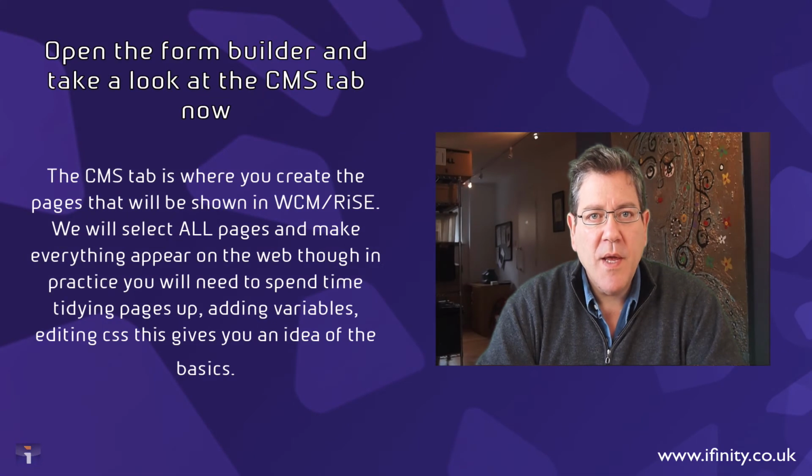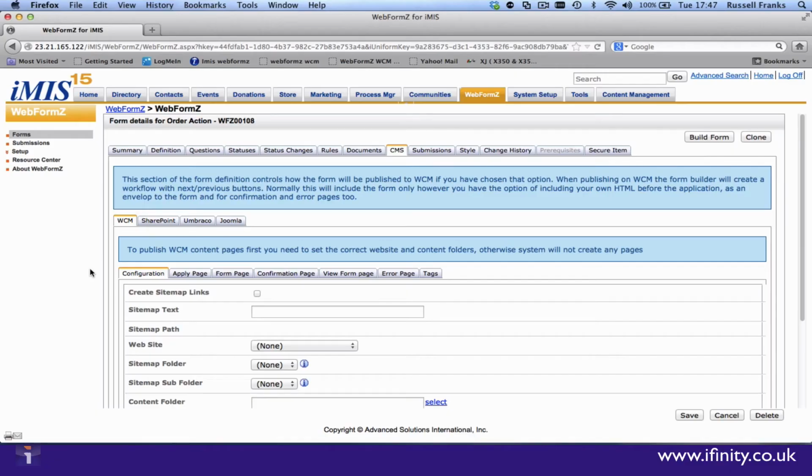Now we're going to open the form builder again and take a look at the settings under the CMS tab. Okay, what we're looking at now is the CMS tab, and you can see that the WCM subtab has all the options. If you want the form to appear on the web, you make sure that Create Sitemap Links is checked. You can put in the text that you want to appear inside WCM, and you've got quite a lot of control over what's shown.